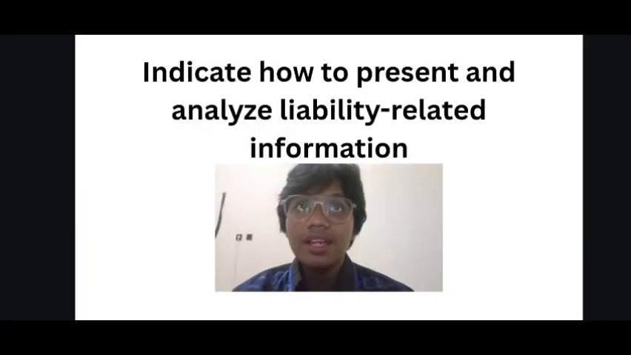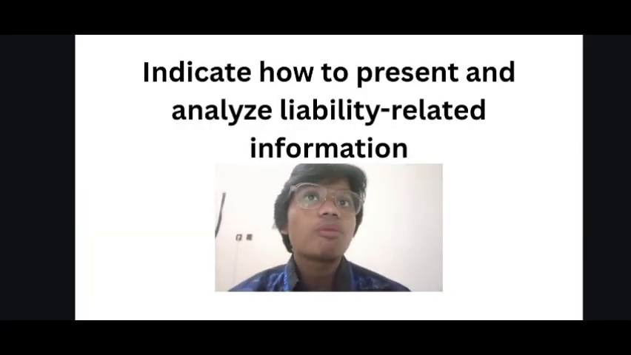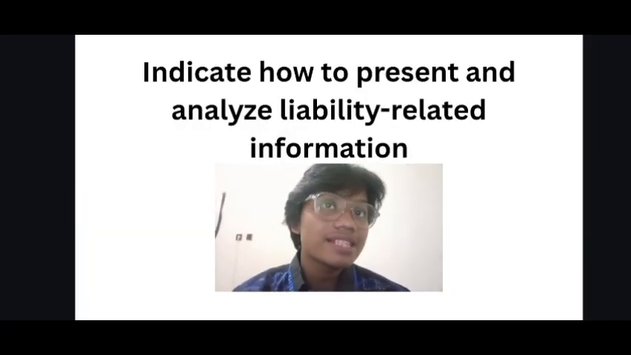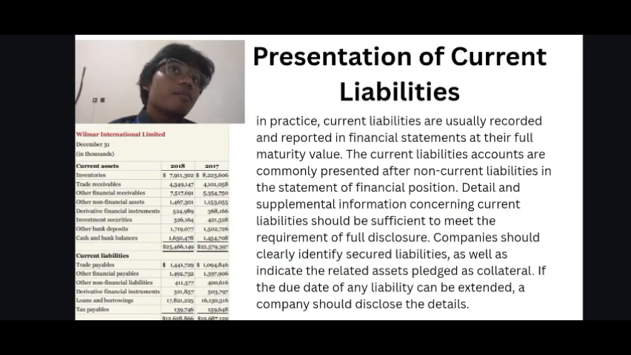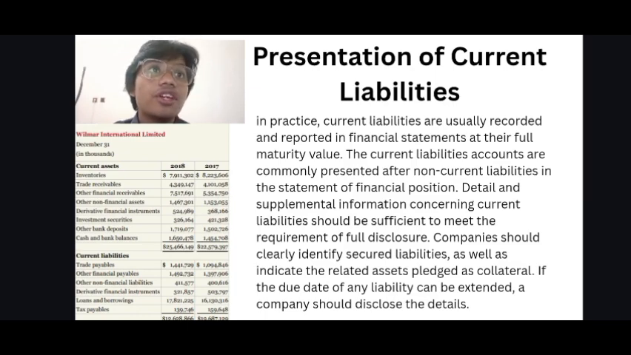This chapter indicates how to present and analyze liability-related information. So, presentation of current liabilities. In practice, current liabilities are usually recorded and reported in financial statements at their full maturity value. The current liabilities accounts are commonly presented before non-current liabilities in the statement of financial position.